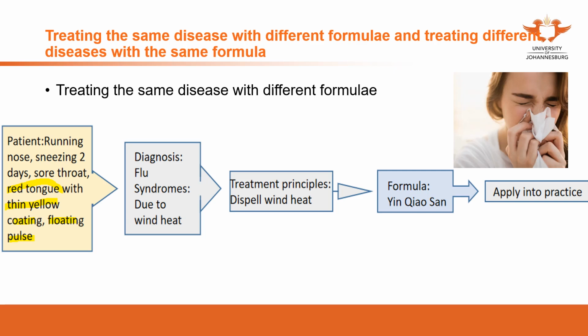So the treatment principle is based on the syndrome. It was a flu patient. The syndrome is due to wind heat. So the principle is just to dispel the wind heat. We choose one formula called Yin Chao San, and then we apply it into practice. And eventually, this patient can recover from the flu.